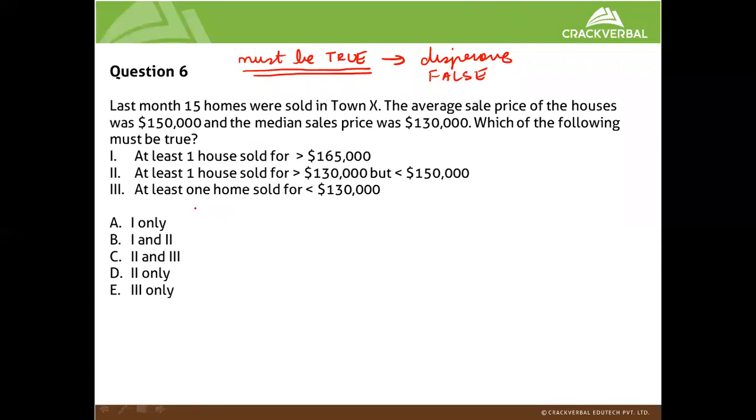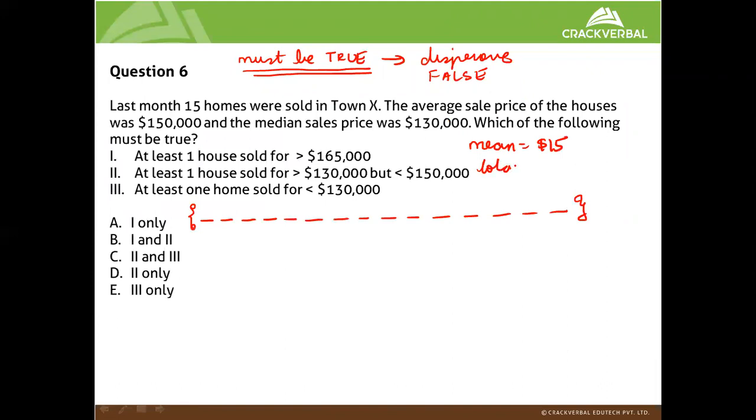So we have 15 homes, right? So I'm going to keep 15 dashes, 1, 2, 3, 4, 5, 6, 7, 8, 9, 10, 11, 12, 13, 14, 15, just to explain things better. The average price of the houses was 150. So average sale price, I know the mean here is going to be $150. I'm just cutting out all the zeros, so I'm just taking the mean to be $15. The total of all the houses is going to be $15 into 15, which is $225.